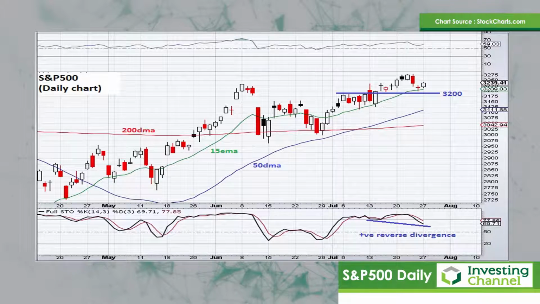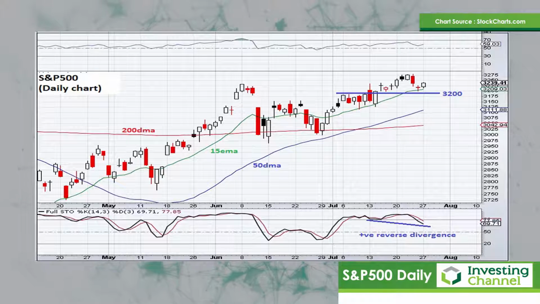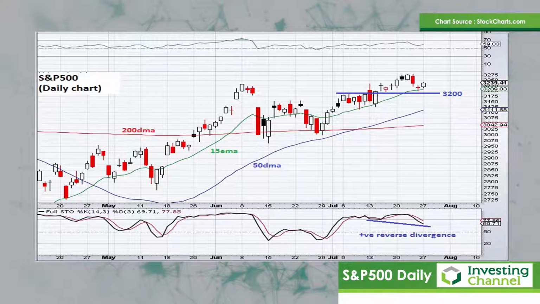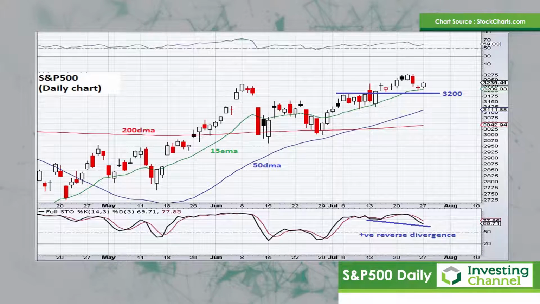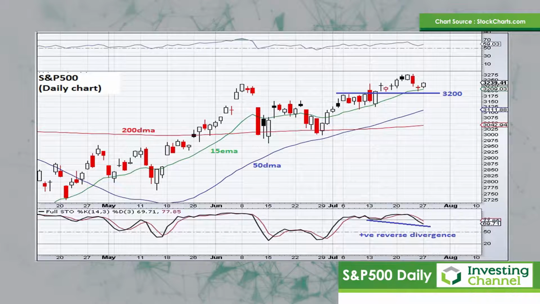The 3200 area is lateral support on this chart, and the market traded down into that area earlier this week and held that support level, and looks as if it's trying to now push up off of that support. And that support zone corresponds with the area of the 15-period exponential moving average.